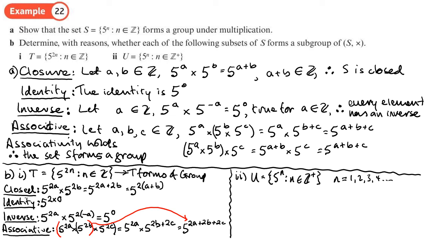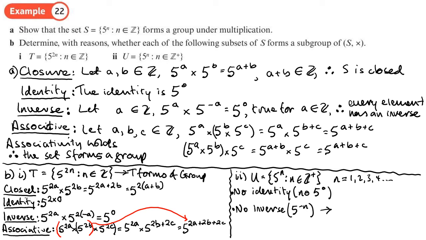So there's a couple of ways we can show that it's not a group. Firstly, there's no identity, because the identity is 5 to the power 0, and there is no 5 to the power 0, because 0 is not a part of n. Also, we could show that there's no inverse as well, because there are no 5 to the power of negative n, because n is positive. So there's two ways that we could show that U is not a group.